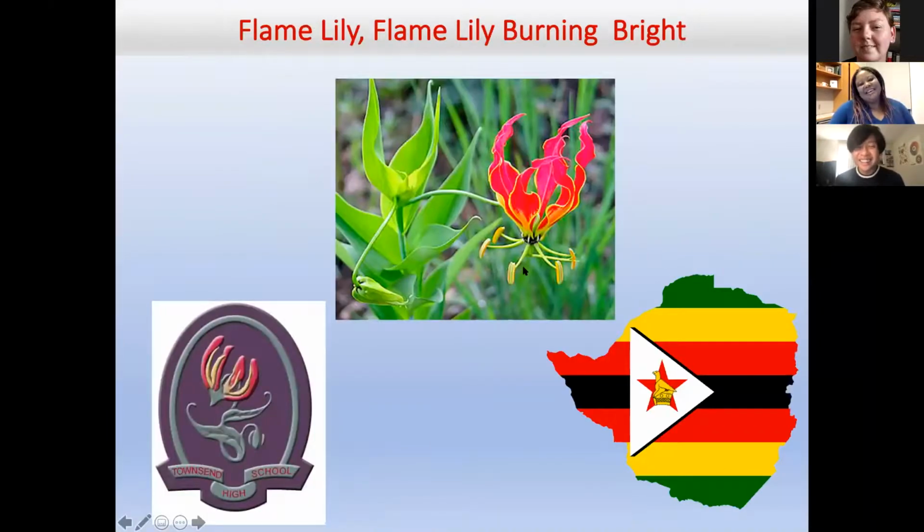So this is an example. This is a picture of the flame lily, and this is the emblem that we have. And that's the title of our song, Flame Lily, Burning Bright. It's also called Gloriosa superba. And so it's really a beautiful plant. Okay, I definitely agree. I can see why it's called the flame lily. Yeah, I might have a new favorite plant now.